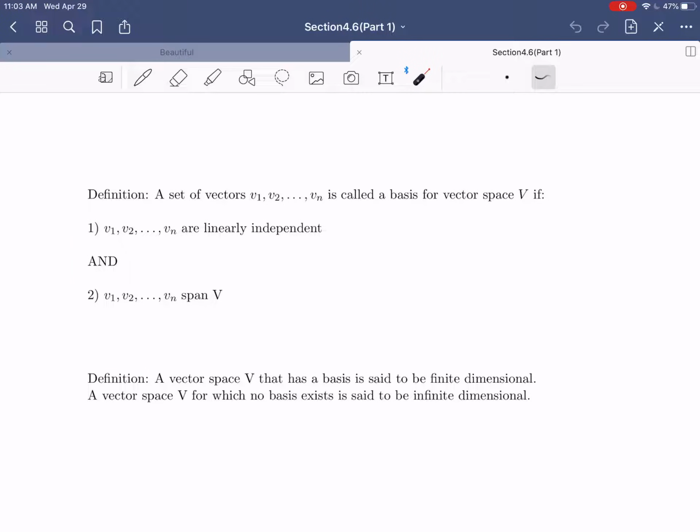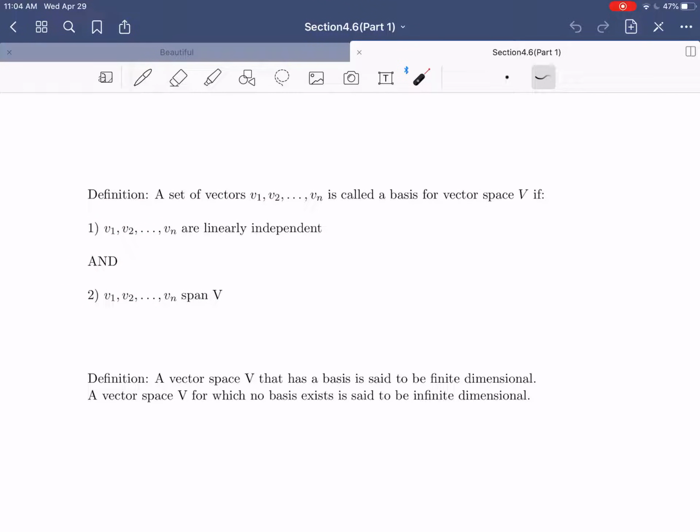A set of vectors v1, v2 through vn is called a basis for a vector space V if those vectors have two major properties. First, v1 through vn must be linearly independent. In other words, none of the vectors can be linear combinations of the other vectors. So the only solution to c1 v1 plus c2 v2 plus through cn vn equals the 0 vector must be where c1 through cn are all uniformly 0. So those vectors must be linearly independent, and the vectors must span V.